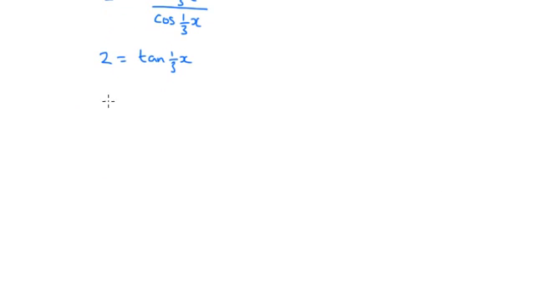If we do the inverse tan, we'll get that a third of x is the inverse tan of 2, making sure that we're in radians. And that gives me 1.1, sorry, that's a third x, 1.11 radians.